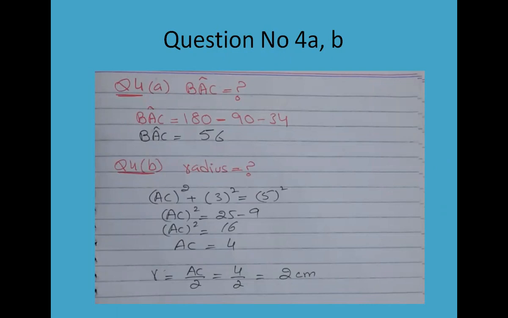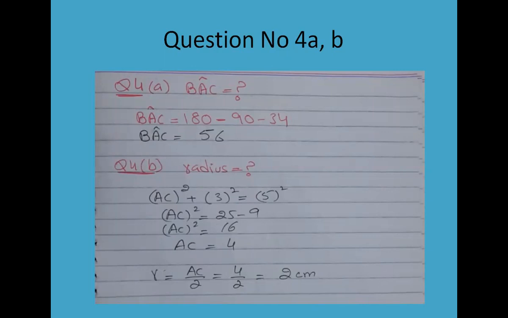We will apply the Pythagoras theorem. So AC square plus 3 square equals 5 square. So AC square is equal to 5 square, which is 25, minus 3 square, which is 9. So 25 minus 9, that's 16. Take square root on both sides. So you will get AC equals 4.